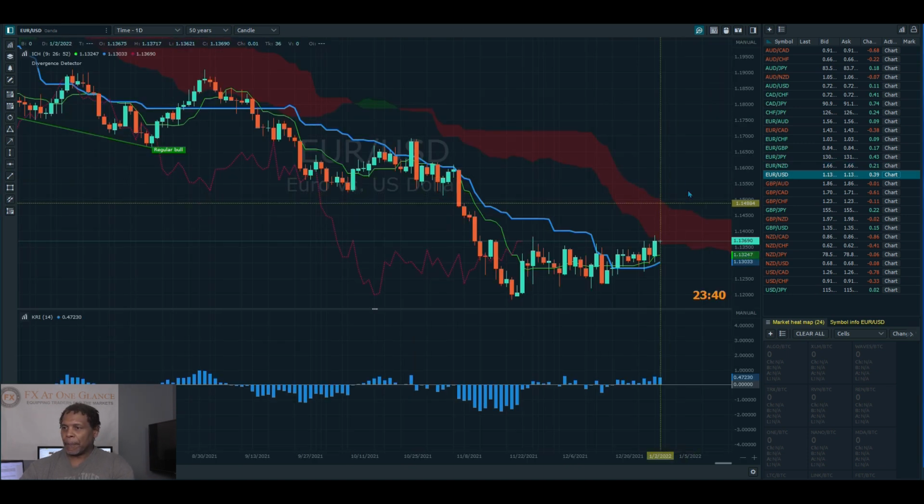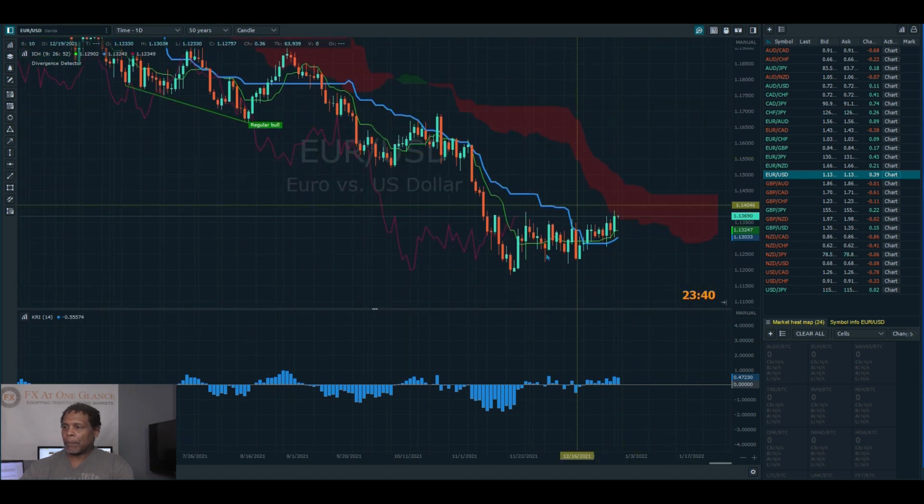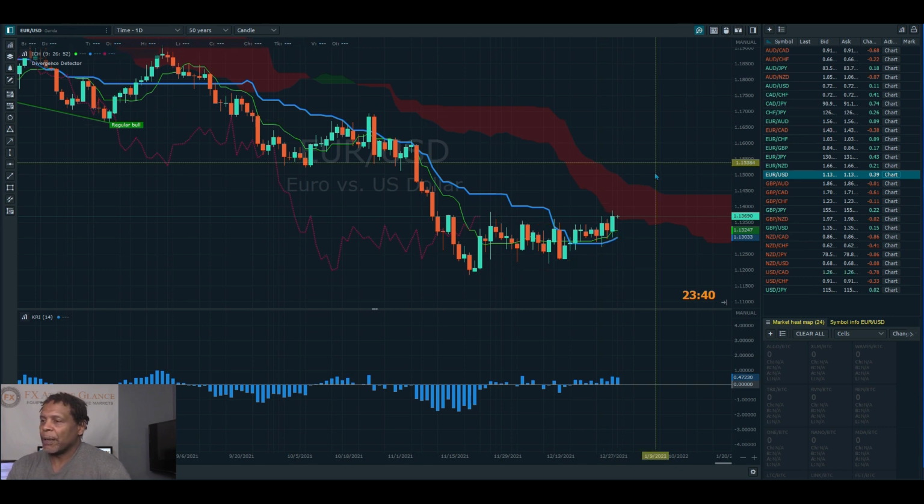Euro USD. Euro USD was in a nice little P wave structure. Looked like it's trying to break out of that. Show you this structure right here. Kind of break like this and like this. So it looked like we kind of broke out of that structure a little bit. So we're starting to see the move to the upside, but we haven't really broken real structure to continue the move to the upside. Let me show you what I mean.